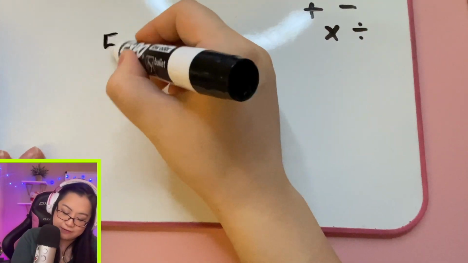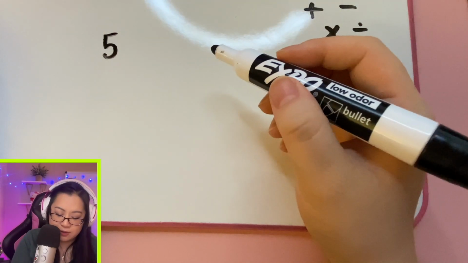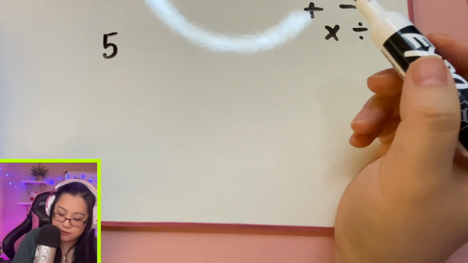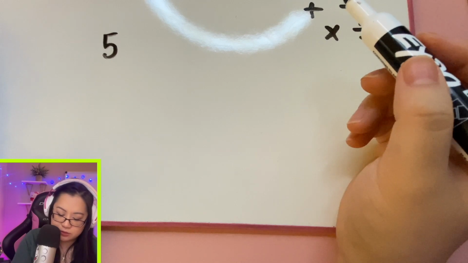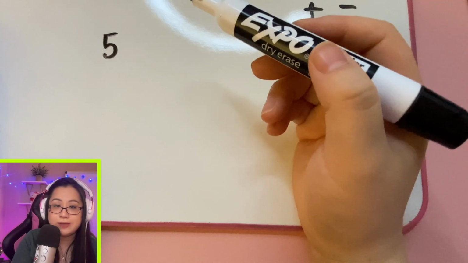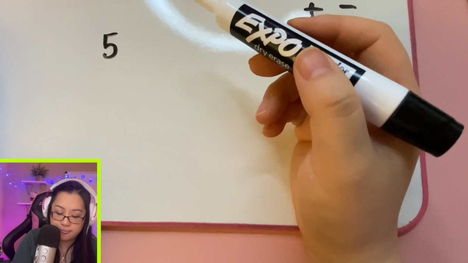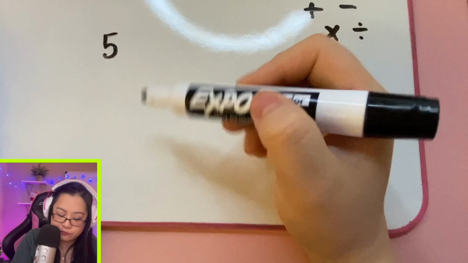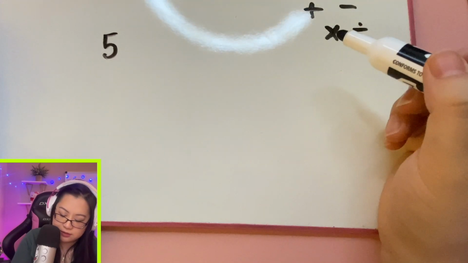Here's 5. Let's do 5. What can we do for 5? So what do we have? We need a plus 1. It's odd. We could do 8 minus 3. I have no idea. Let's see.